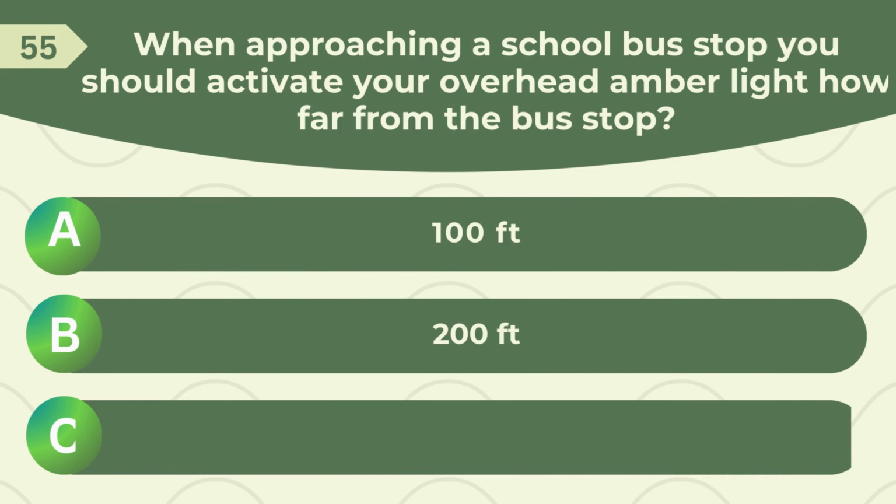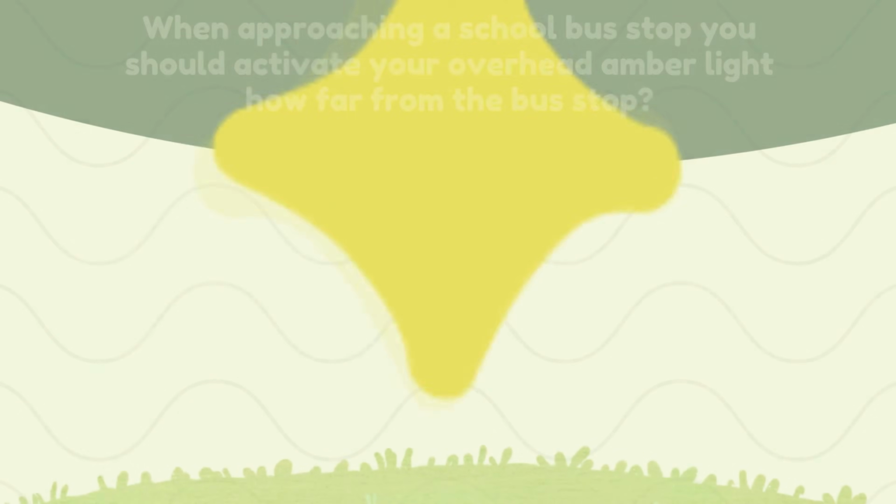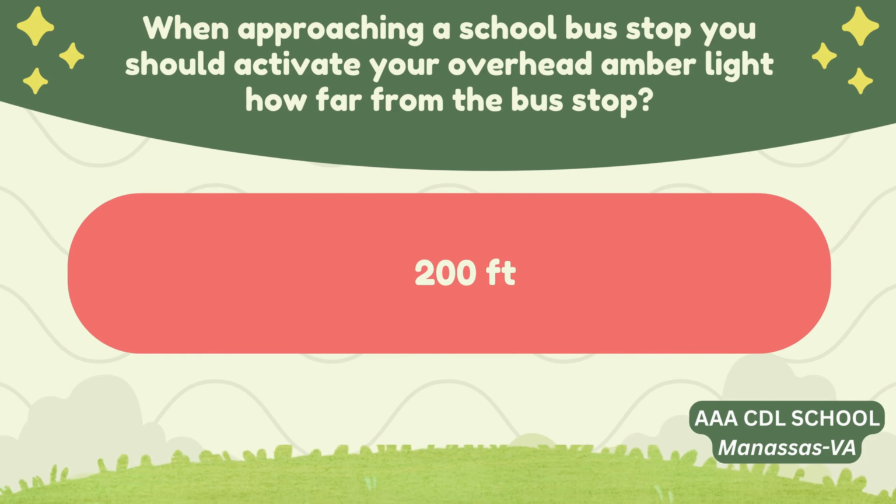When approaching a school bus stop, you should activate your overhead amber light. How far from the bus stop? A. 100 feet. B. 200 feet. C. 300 feet. Correct answer: 200 feet.